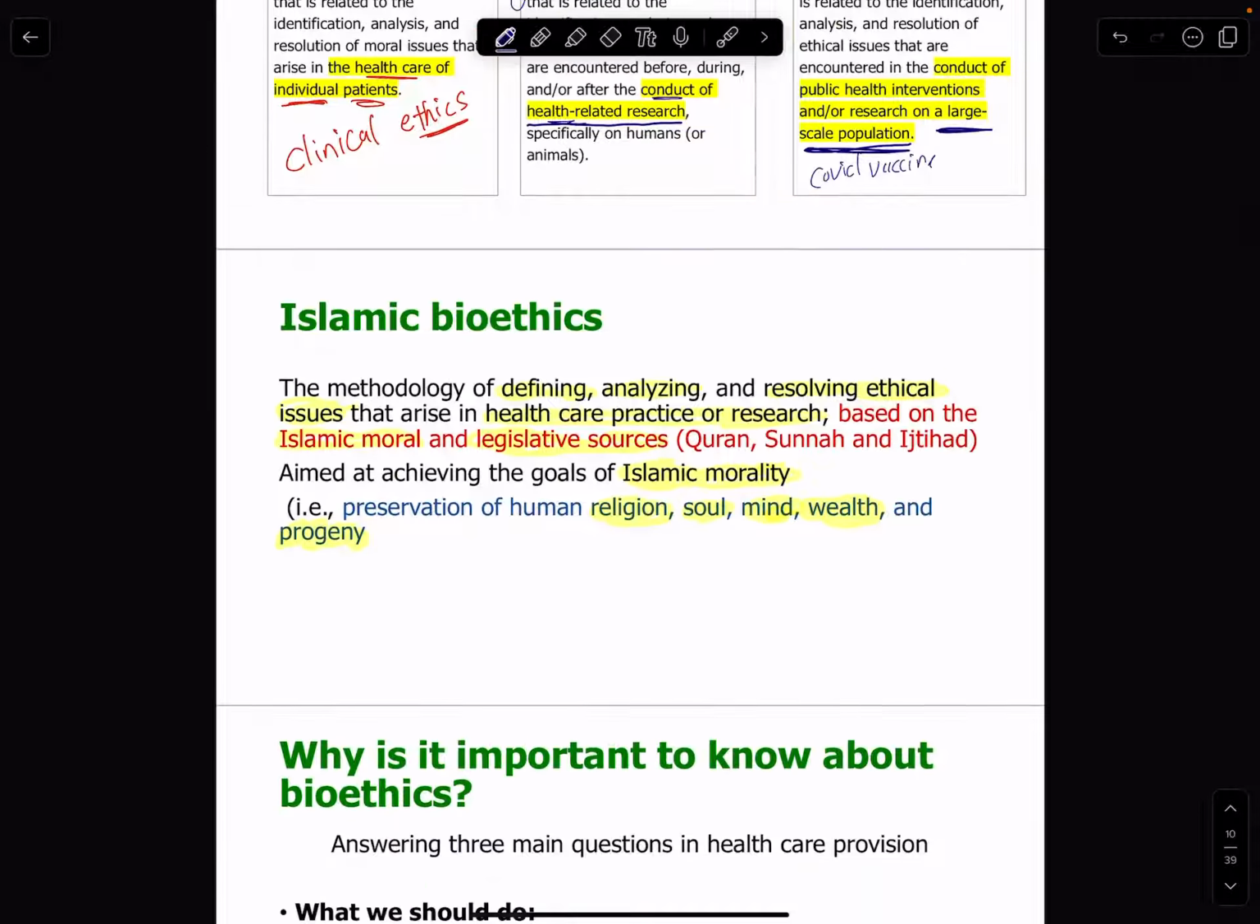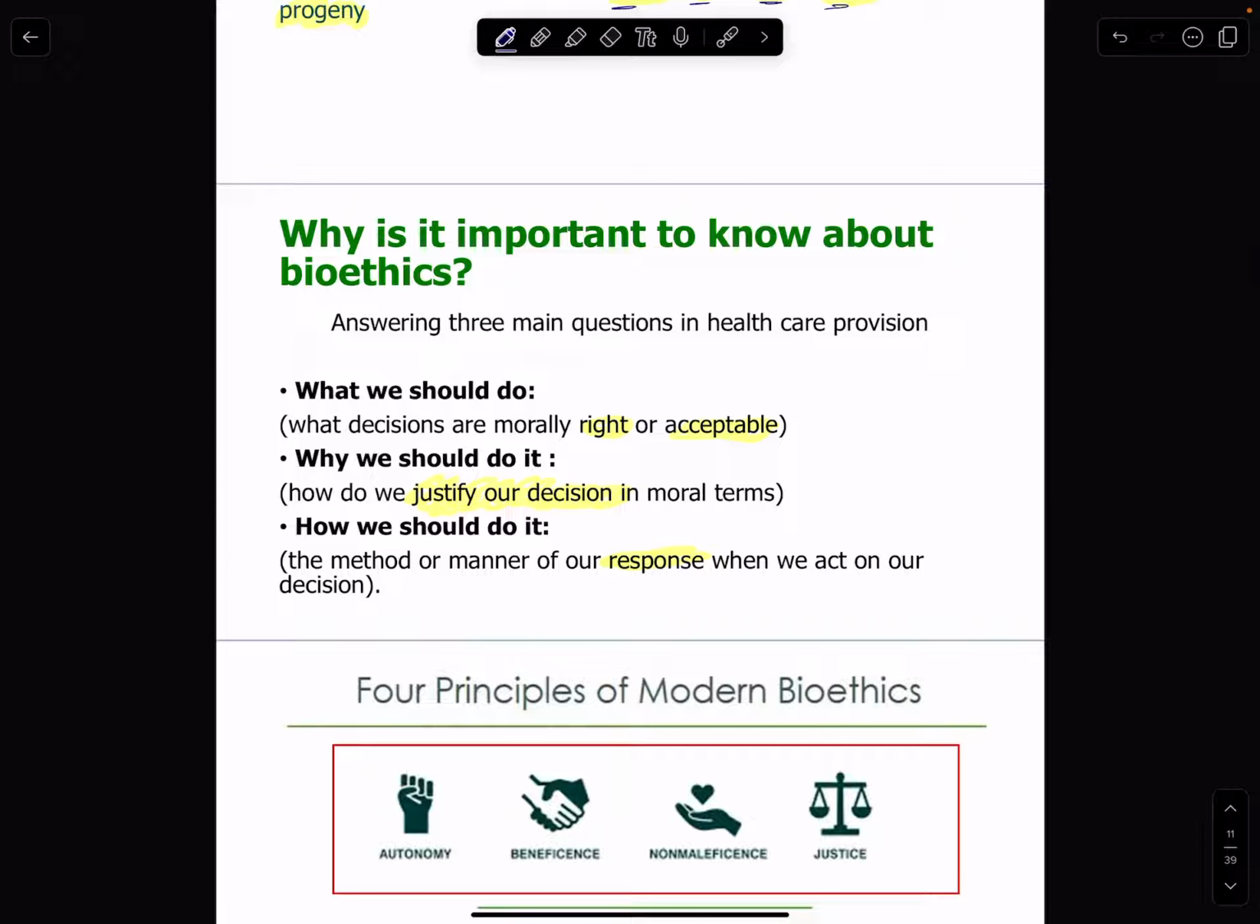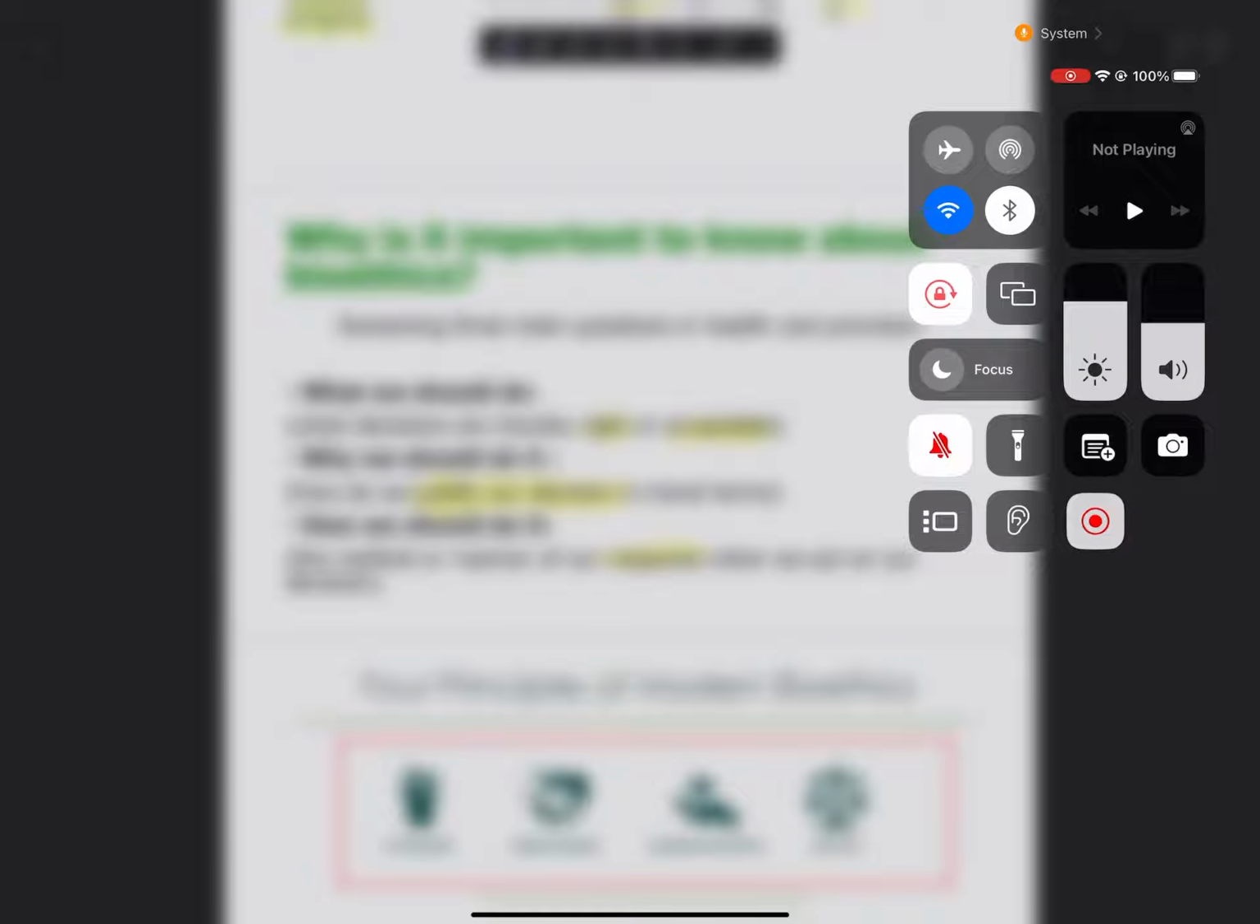All right. Islamic bioethics is when we bring in the Sunnah, Quran, and Ijtihad to resolve ethical issues in healthcare practice or research, and it brings Islamic morality. The goal of it is preserving religion, soul, mind, wealth, and progeny. So why is it important to know about bioethics? It teaches us what we should do, why we should do it, and how we should do it.